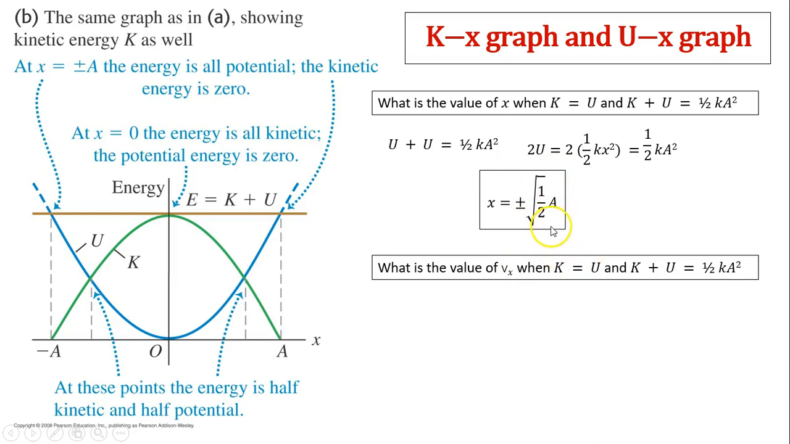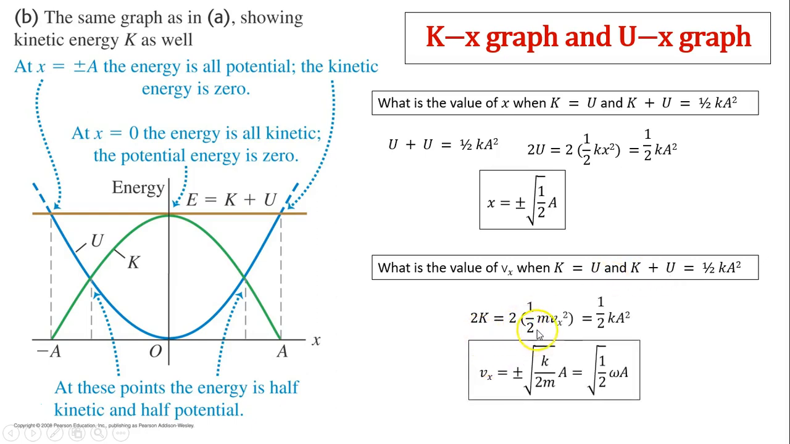So that's the position. What is the value of Vx? What's its velocity when K equals U and K plus U equals 1/2 kA squared? Now, since we're trying to find velocity, we substitute U as K. So we have 2K, that equals 2 times 1/2 mvx squared equals 1/2 kA squared. So we can find Vx equals the square root of 1/2 of the maximum velocity. This Vx should be positive and negative also because it could go either way. I forgot a positive and negative sign. I have it over here.